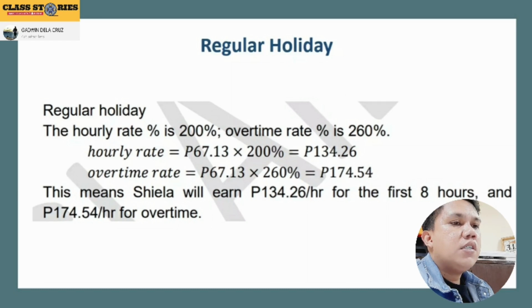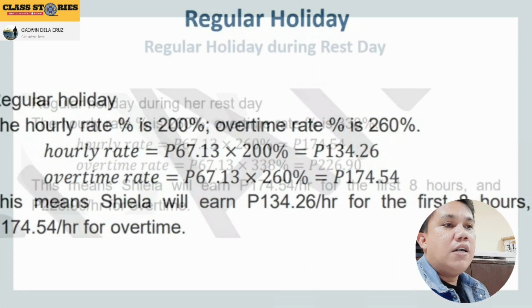So if meron siyang 67.13 pesos ng kanyang regular hourly rate, times mo yan sa 200%, that is equal to 134.26. So ito yung magiging per oras niya sa regular holiday. Ang overtime rate naman niya, which is 260%, times natin dun sa kanyang regular hourly rate, that is equal to 174.54 pesos per hour. This means Sheila will earn 134.26 pesos per hour for the first 8 hours and 174.54 for overtime. Okay? So, ganyan sa regular holiday.